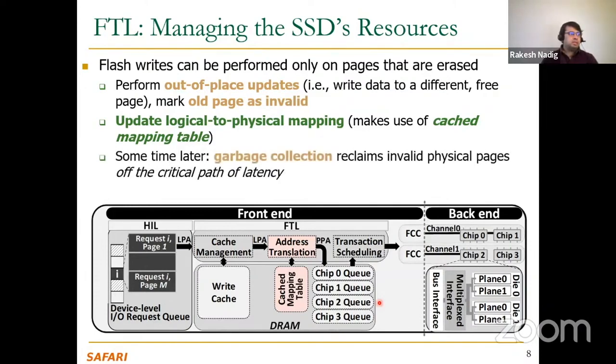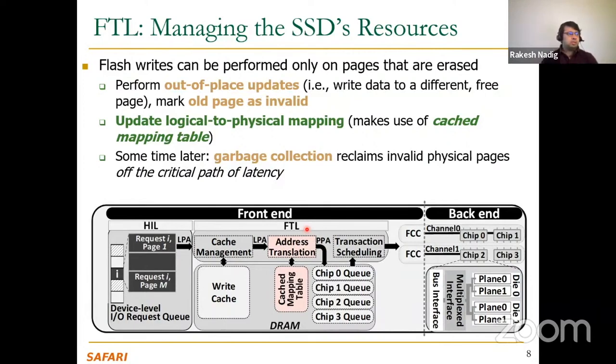So this is about the mapping table. So what do we do with these invalid pages? As we have discussed in some of the earlier lectures, the garbage collection process, which is a key process in SSDs, will reclaim all these invalid pages. And it does it off the critical path of latency. So it can do it in the background whenever the host operations are not being performed. So these are some of the main responsibilities of the FTL.